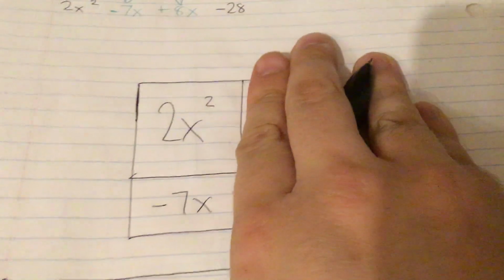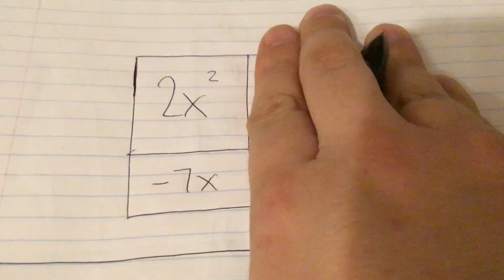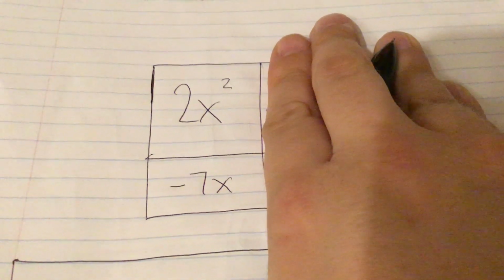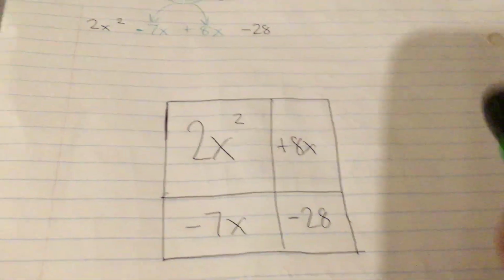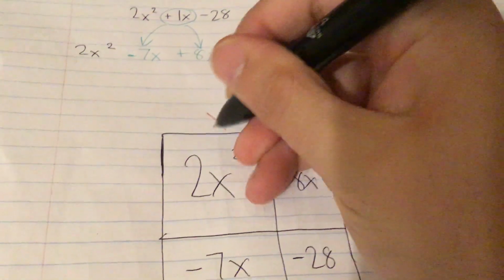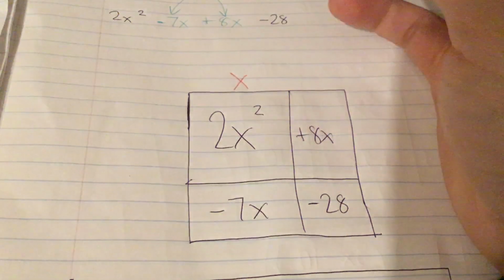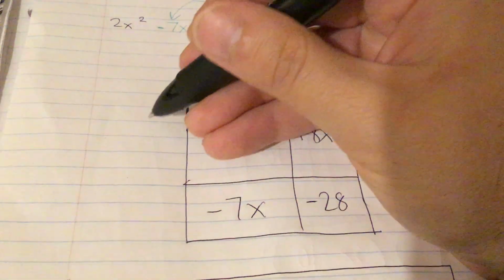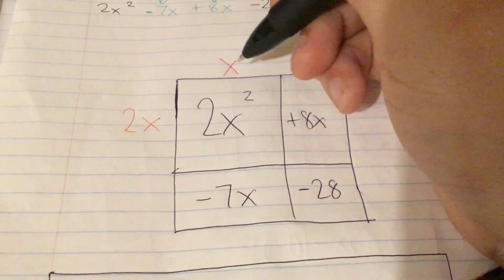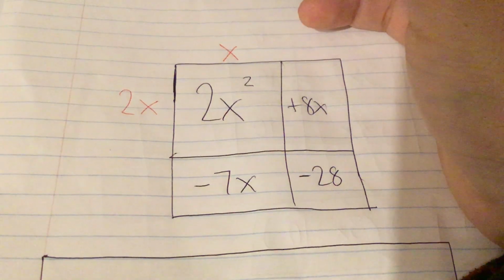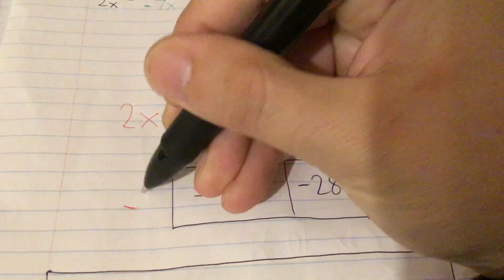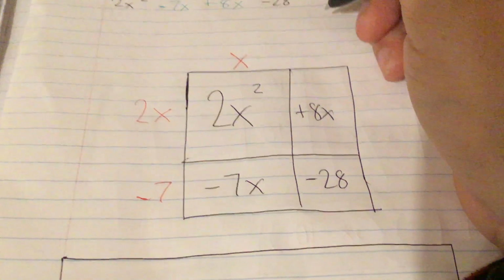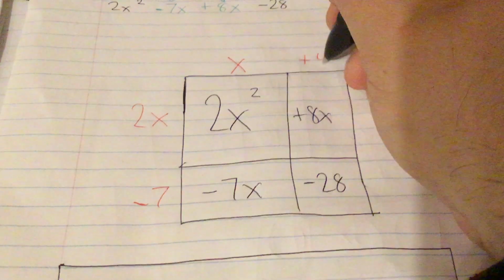I'm going to cover up the right column. Can I factor anything out from 2 and 7? Well, no, nothing besides 1, but luckily x squared and x can factor out an x. So the GCF would be 1x. You can put a 1 there if that makes your life easier. X times what is 2x squared? 2x. X times what is negative 7x? Negative 7. 2x times what is positive 8x? Positive 4. Check your work.